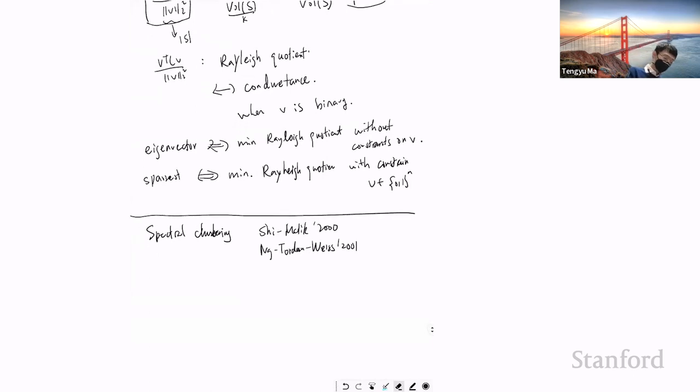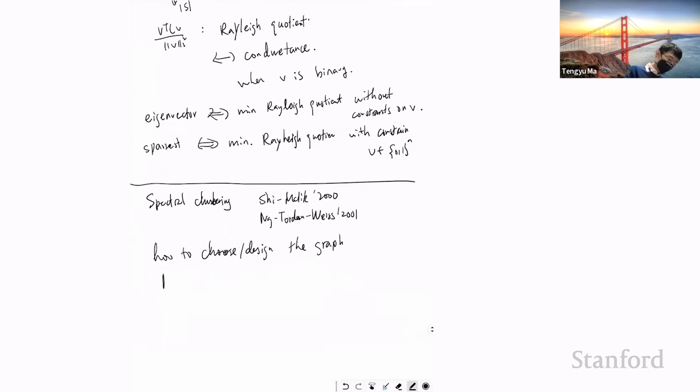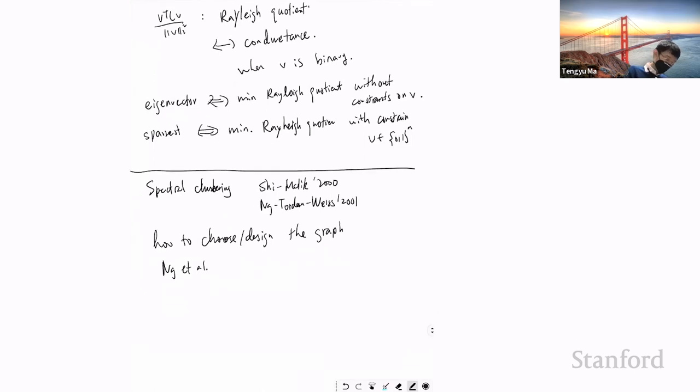So basically, this brings us to the question of how to choose or design the graph. Because in TCS, the graph is given to you, maybe some graph that somebody gave you. But in machine learning, you have to somehow choose your graph. So in Andrew's paper, the definition of the graph is something like this. You first say you are given some raw data, x1 up to xn.